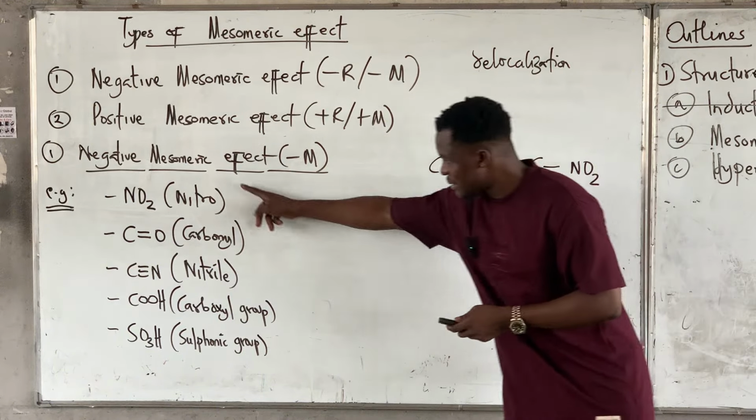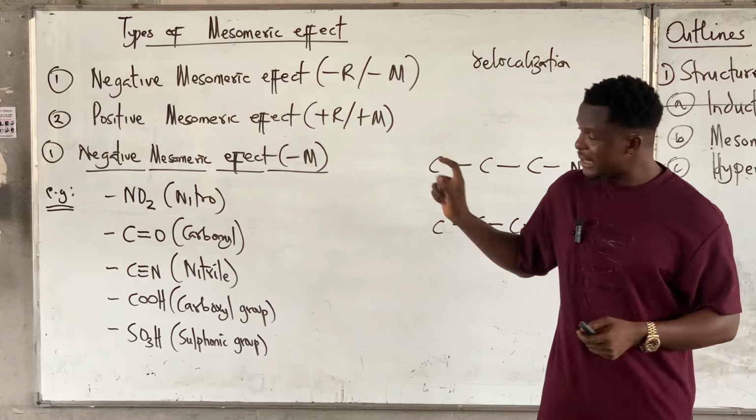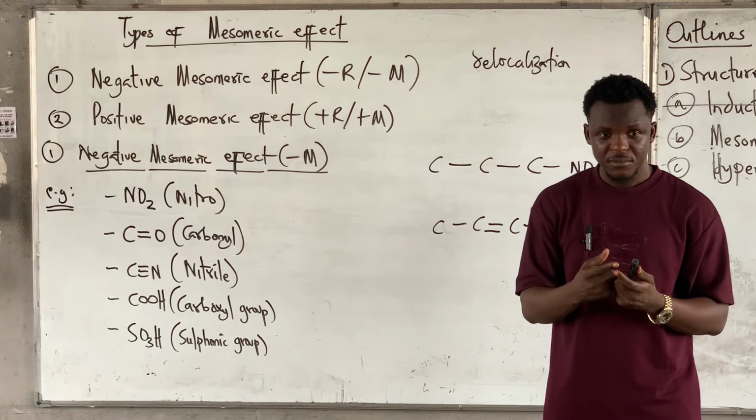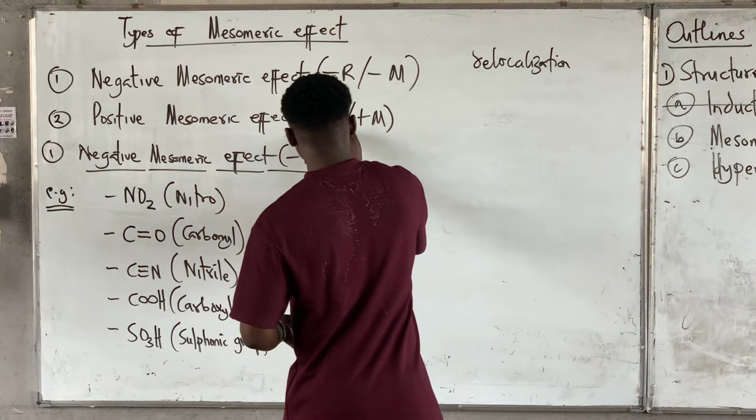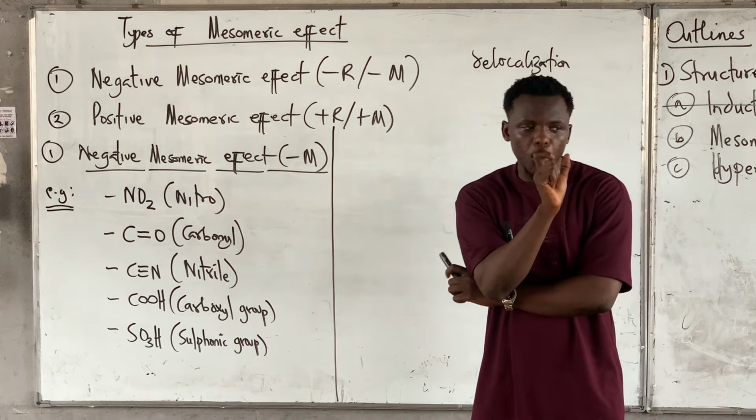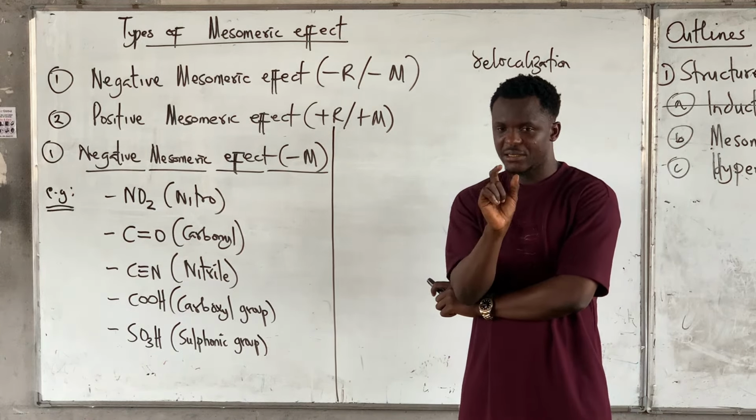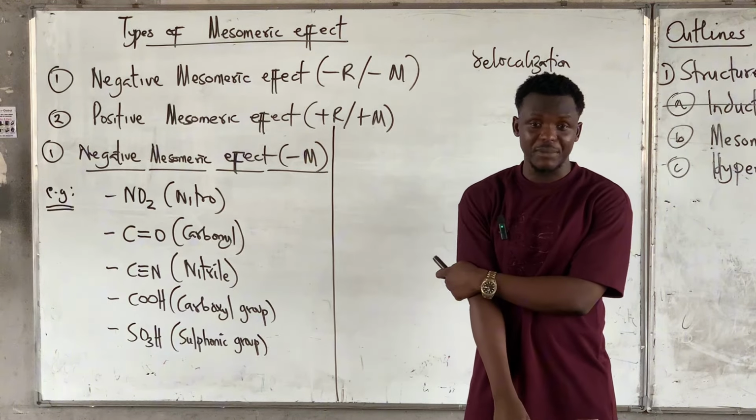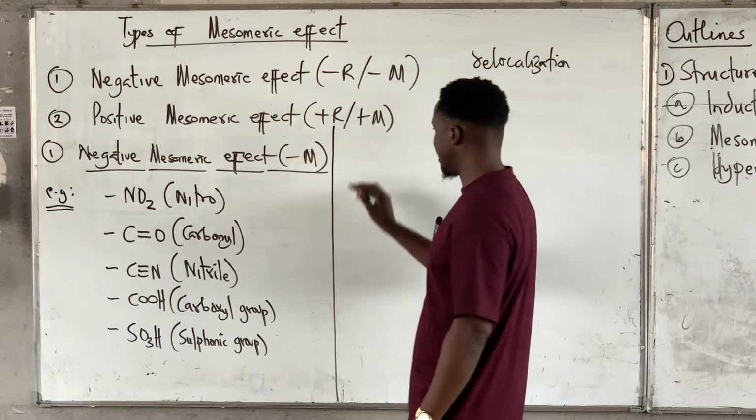This guy, you're even going further. Anytime you see any of this attached to a carbon that has a double bond, automatically they will be withdrawing electron via delocalization. Take note of that. I'm going to show us that shortly. So take note, once any of this attaches to a carbon that has a double bond or a triple bond, mesomeric effect automatically. But if they attach to a carbon that has a single bond, we are going to experience inductive effect, right? All right, so let's look at the next guy.